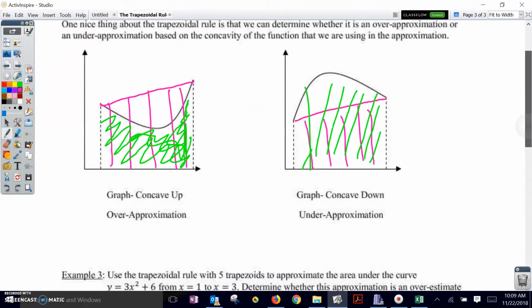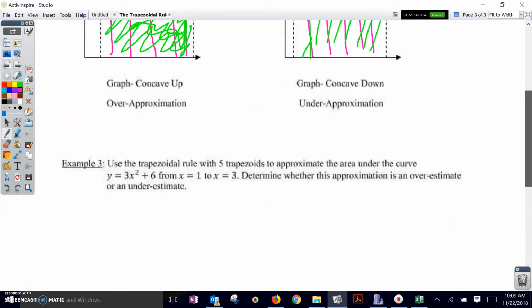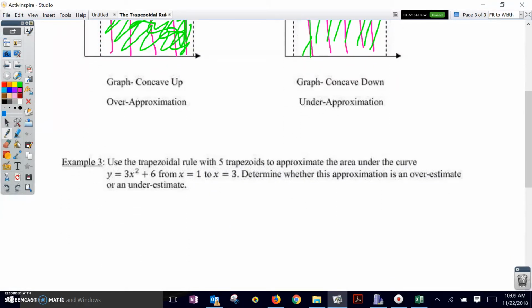And so in that case, the trapezoidal rule leads to an under-approximation. Alright, how do I use this? Well, let's look at example 3. We're going to use the trapezoidal rule with 5 trapezoids to approximate the area under the curve y equals 3x squared plus 6 from x equals 1 to x equals 3. And we're going to determine whether this approximation is an overestimate or an underestimate. So I'm dividing it into 5 trapezoids of uniform width. Each trapezoid is going to be 3 minus 1 over 5, or 2/5 units wide.